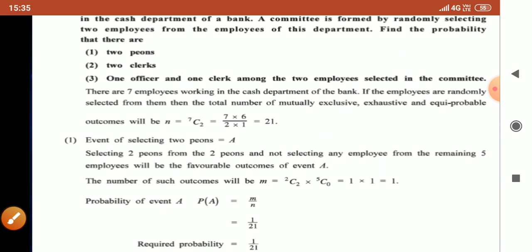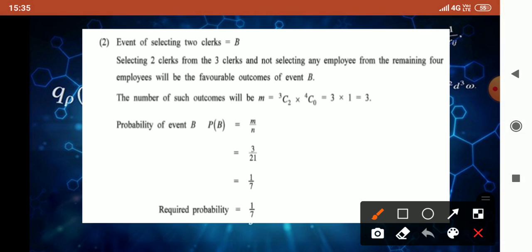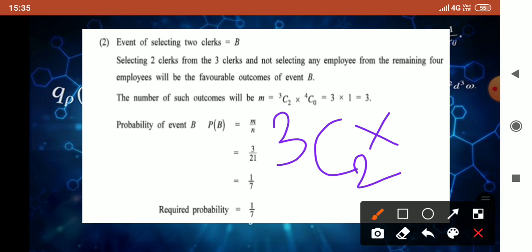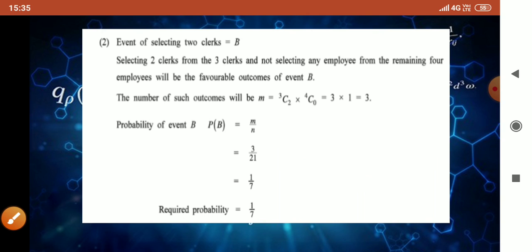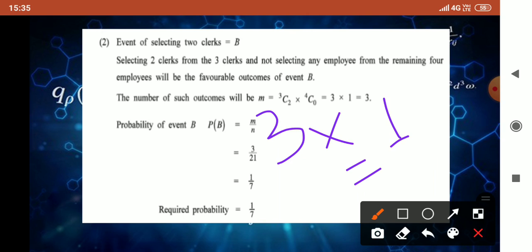Now my second case is 2 clerks. There are 3 clerks, out of 3 I have to select 2, and from the remaining 4 we don't have to select anyone. We don't have to select any person from the other group. So 3C2 equals 3 and 4C0 is 1. So we will multiply 3 into 1, which is equal to 3. So my m upon n is 3 by 21, which is equal to 1 by 7.